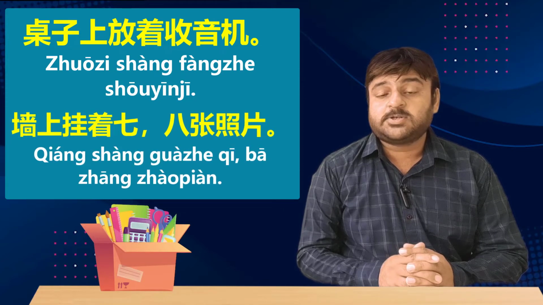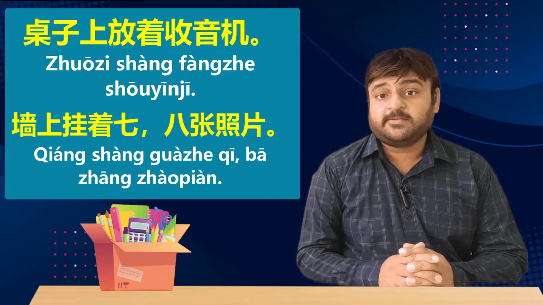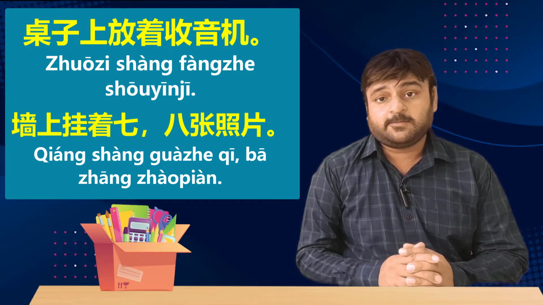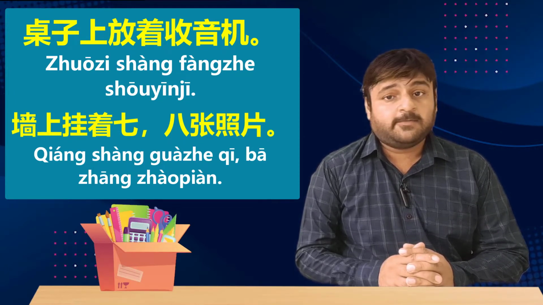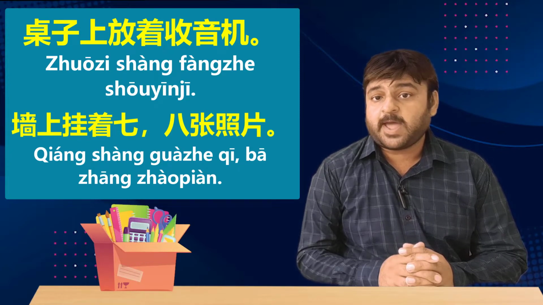墙上: qiang is a wall, shang up or on. 挂着: gua is to hang, on the wall is hanging or are hanging. 七八: qi ba, 7 or 8. This is a way to show an approximate number in Chinese. So if you have to say 4 or 5, 10 or 11, we put together these two numbers. 墙上 on the wall, 挂着 hanging.